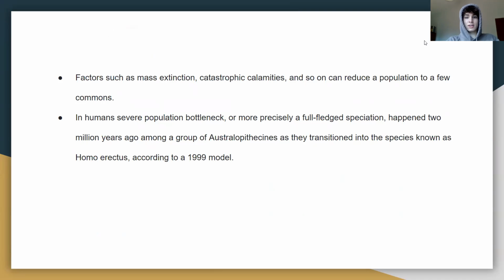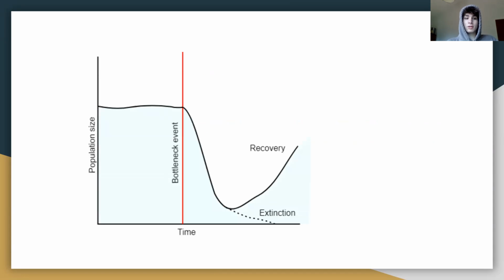Factors such as mass extinction, catastrophic calamities, and so on, a very long list, can reduce a population to a few commons. In humans, a severe population bottleneck, or more precisely, a fully fledged speciation, happened 2 million years ago among a group that transitioned into what we now know as Homo erectus, according to the 1999 model. So even humans have been through population bottlenecks.